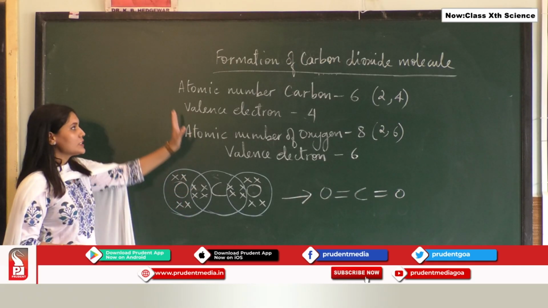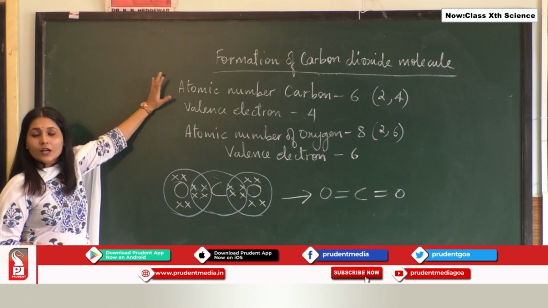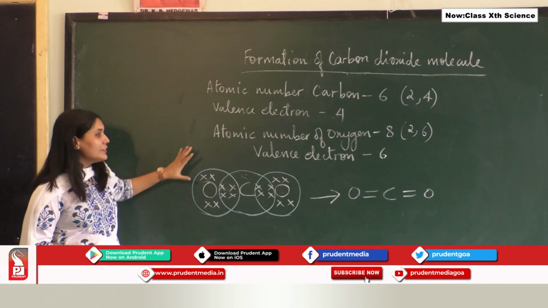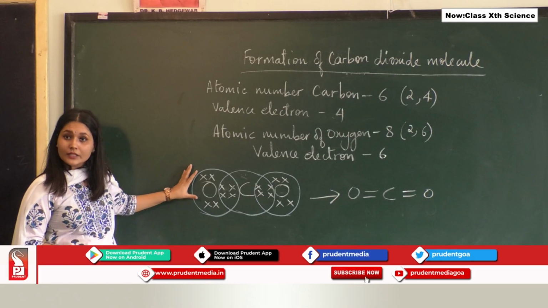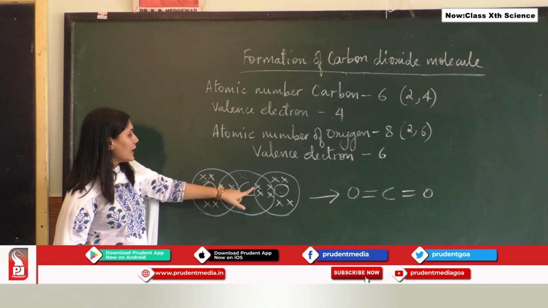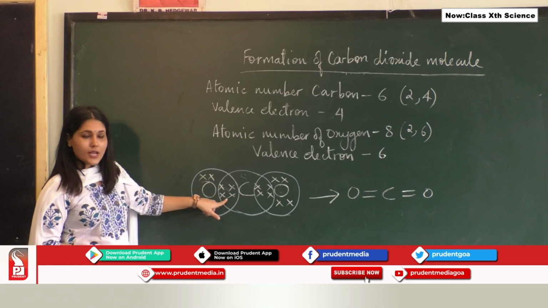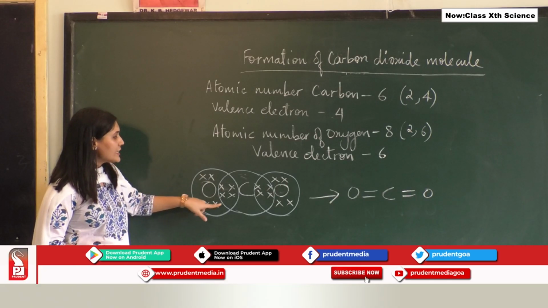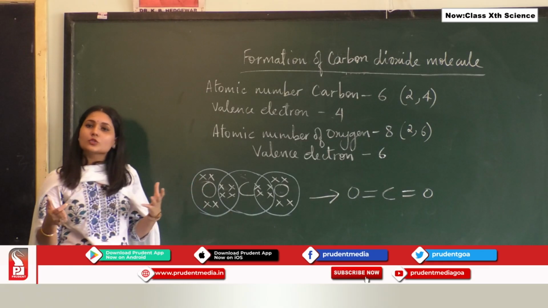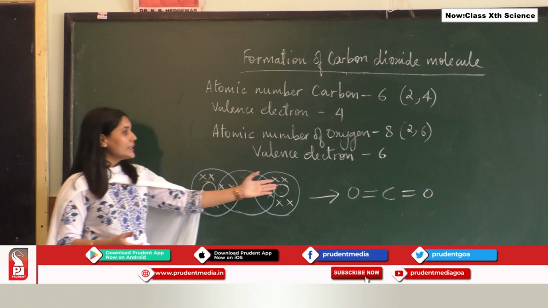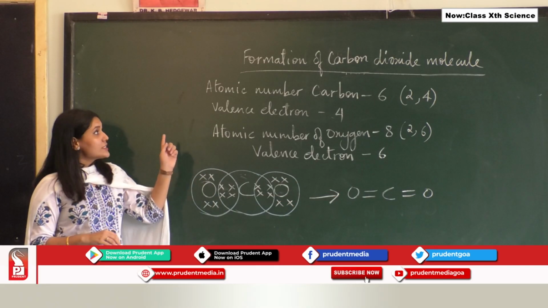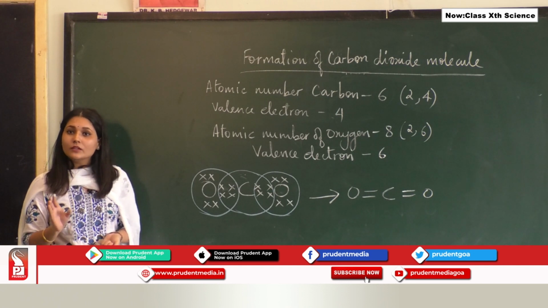So, what we have done, students, first we have written the atomic number of carbon, we have written the electronic distribution followed by the number of valence electrons. We have distributed the valence electrons symmetrically around the symbols of the carbon and oxygen atoms. You can see around the carbon atom we have 4 valence electrons, and around the oxygen atom we have 6 valence electrons. So, the oxygen atom and the carbon atom mutually share their electron pairs, resulting in the formation of a double bond between carbon and oxygen atoms. So, this is how the carbon dioxide molecule is formed.